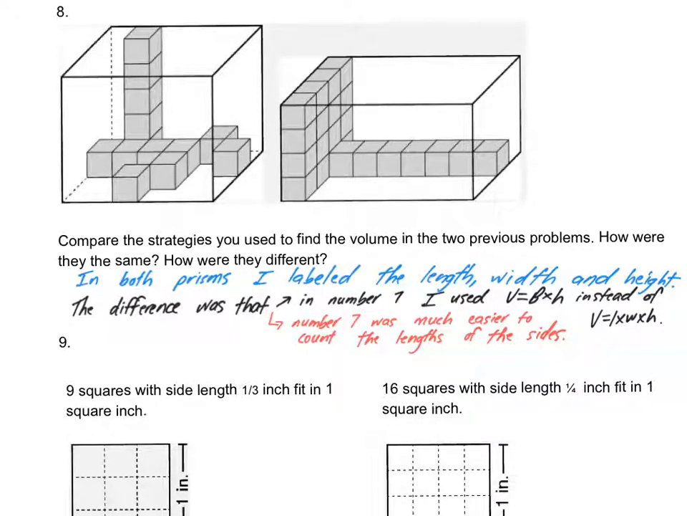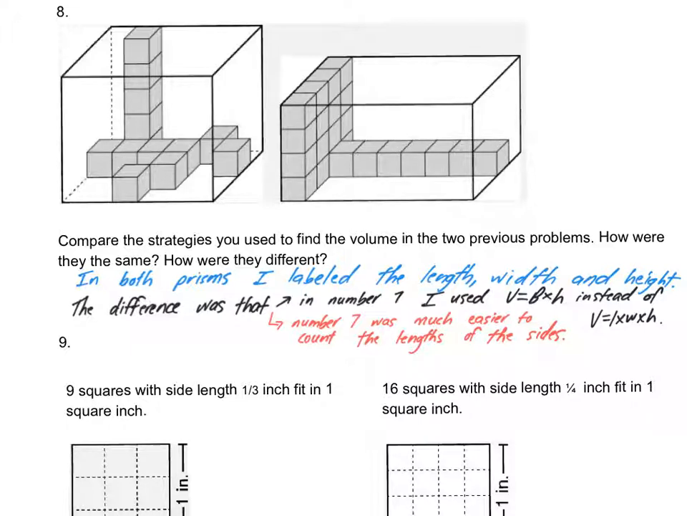In both prisms, I labeled the length, the width, and the height. Now the difference, I actually provided two differences that you could talk about, and there's certainly more. The difference was that in number 7, I used the volume as big B times H instead of the length times width times height. But I do understand we could do length times width times height in both.